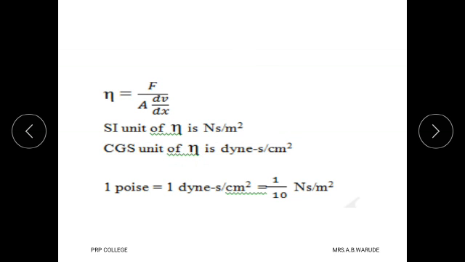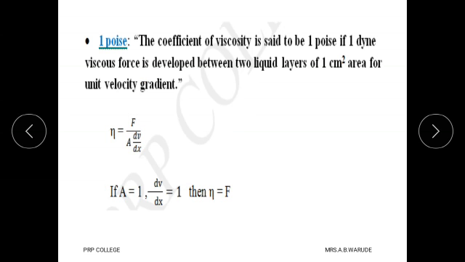But it is observed that 1 dyne second per centimeter square is equal to 1 upon 10 Newton second per meter square, which is also known as 1 poise. Therefore remember one thing: 1 poise is equal to 1 dyne second per centimeter square.